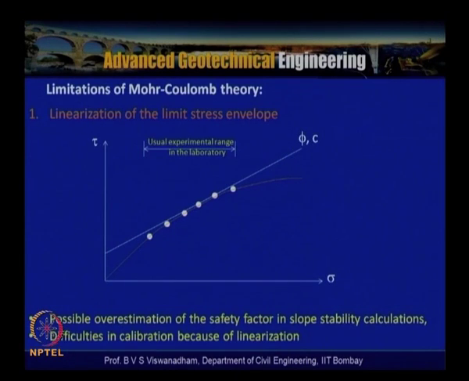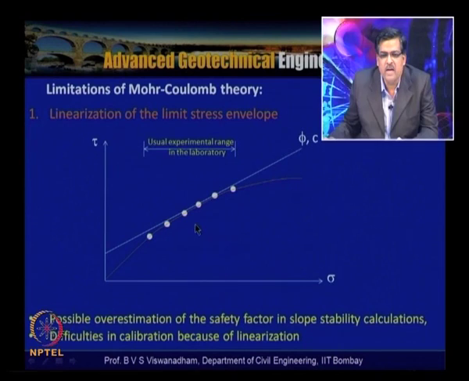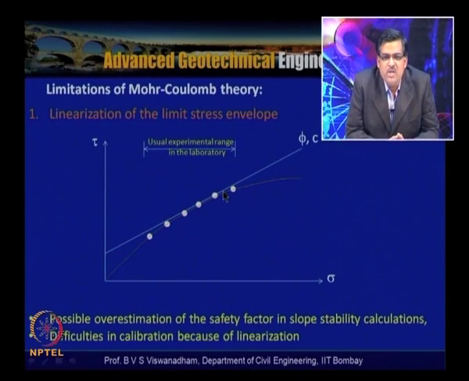Some limitations of the Mohr Coulomb theory can be seen where we have assumed linearization of the limit stress envelope. This possibly results in overestimation of the safety factor in slope stability calculations, and difficulties in calibration because of the linearization. This is also valid for the usual experimental range in the laboratory, wherein you can see that this linearization is valid only up to a certain range.